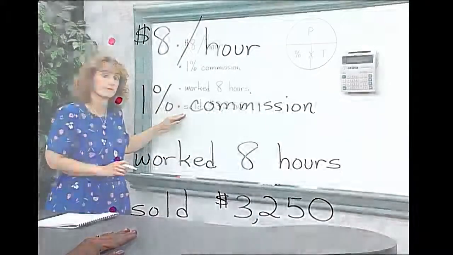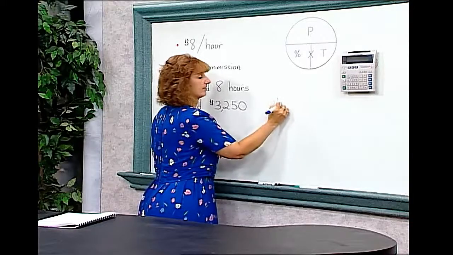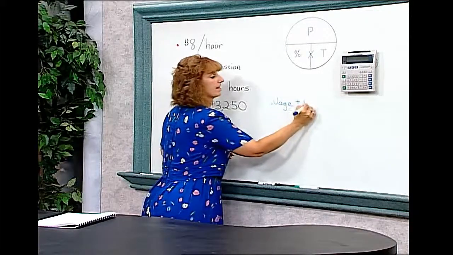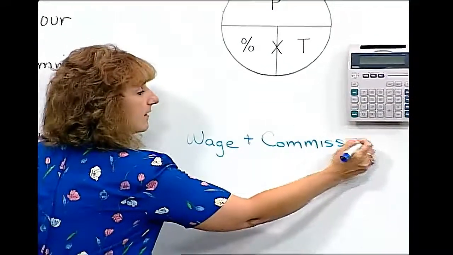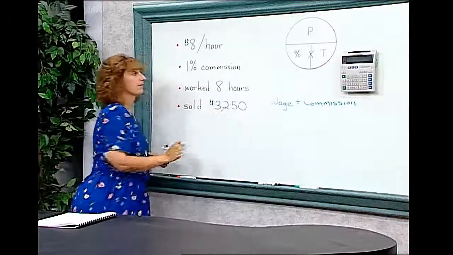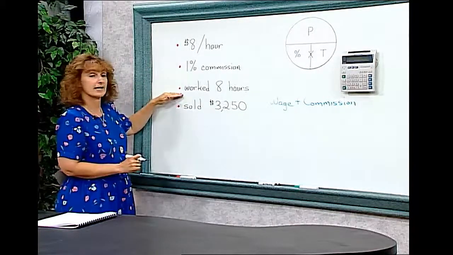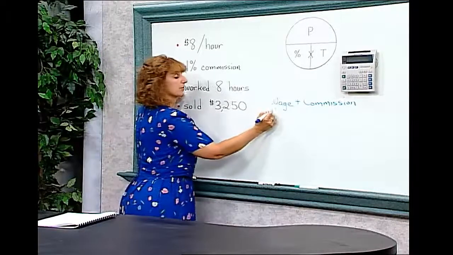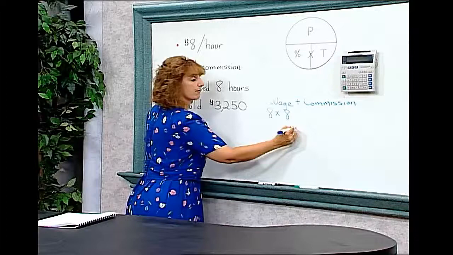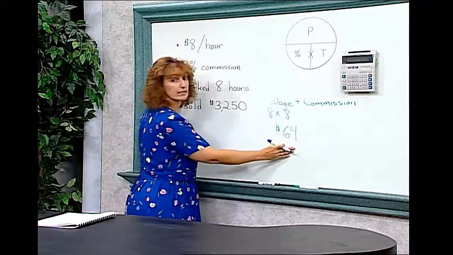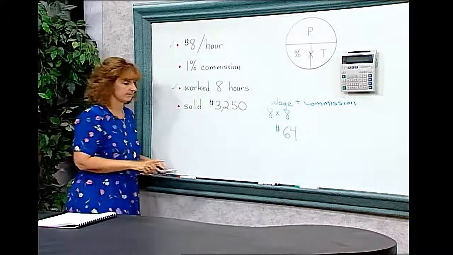$3,250 worth of furniture. Since this is a wage plus commission, we need to find both. To find the wage, we know that Bill makes $8 an hour. He worked 8 hours. So we need to multiply 8 times 8 to get $64 for his regular wage. We've used these two pieces of information.